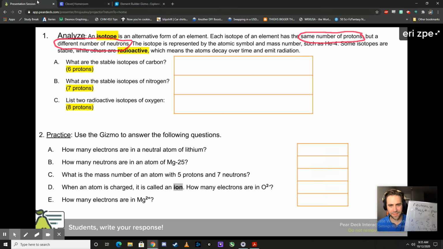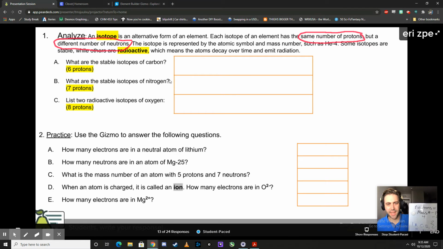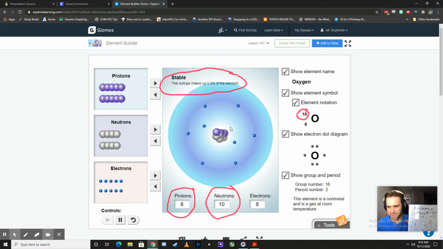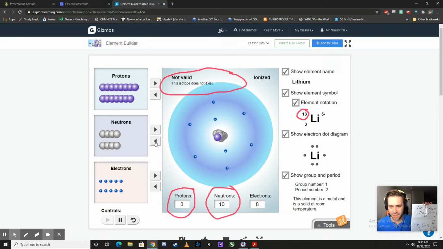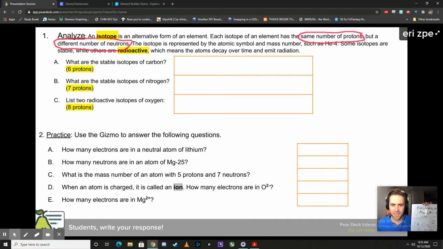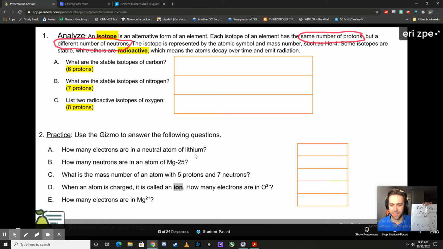Okay. All right. Now let's answer the following questions for number 2. How many electrons are there in a neutral atom of lithium? Okay. The recipe for lithium is 3 protons, and let's make it 4 neutrons and 3 electrons. So 3, 4, 3 are the numbers we're looking for. And the question is, how many electrons are there in a neutral atom of lithium?